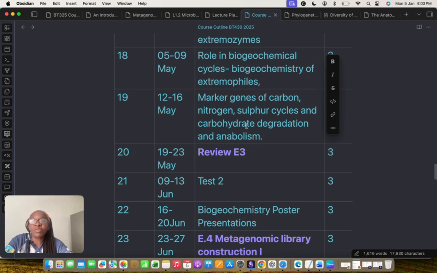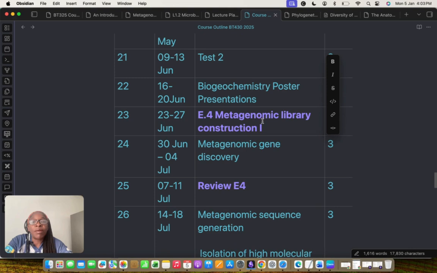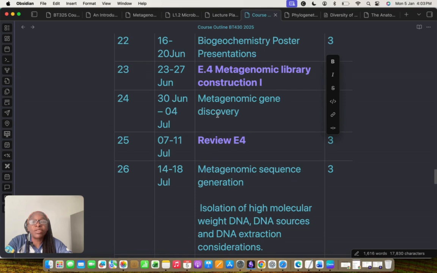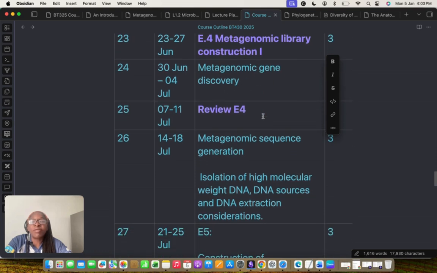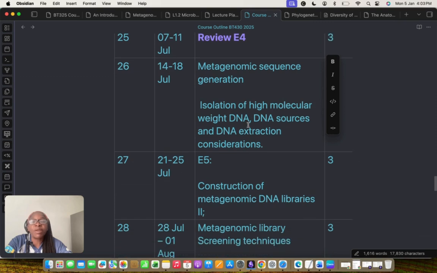We see that we have to use molecular biology a lot in order to work with extremophiles. Then we'll think about doing a poster presentation to show what you've understood. And then finally, we start going into the metagenomics. So how do you construct a metagenomic library? How do you discover new genes using metagenomics? How do you generate sequence from your metagenomic experiments?